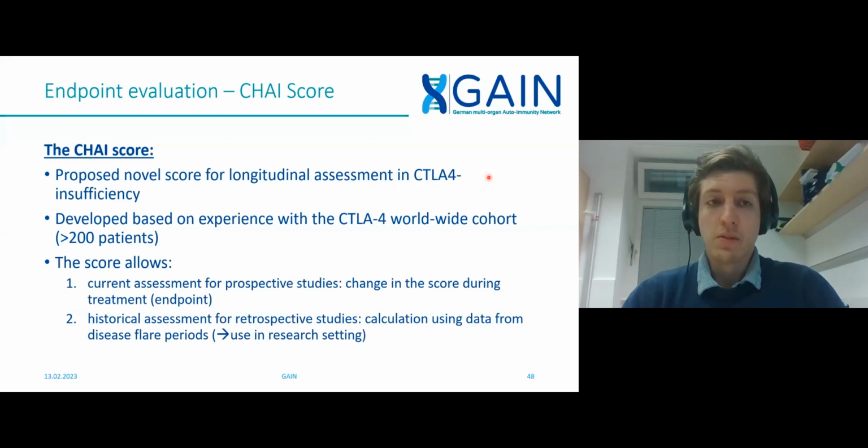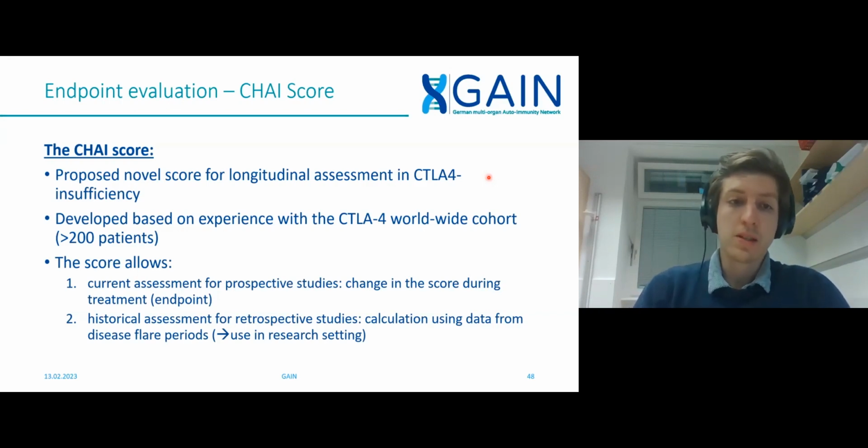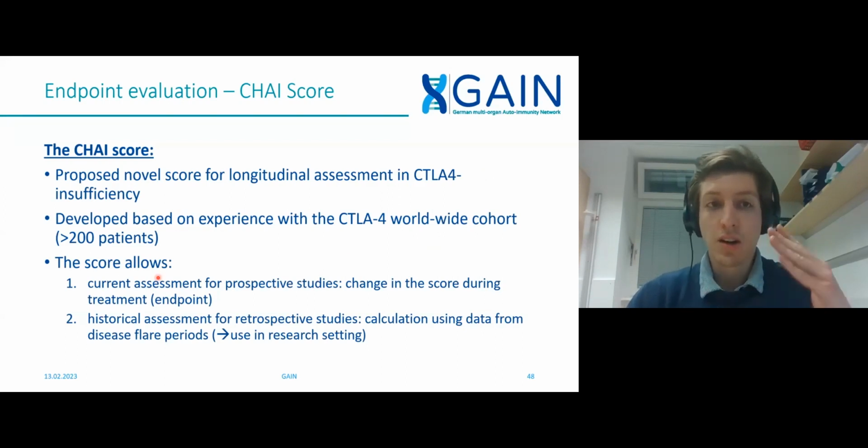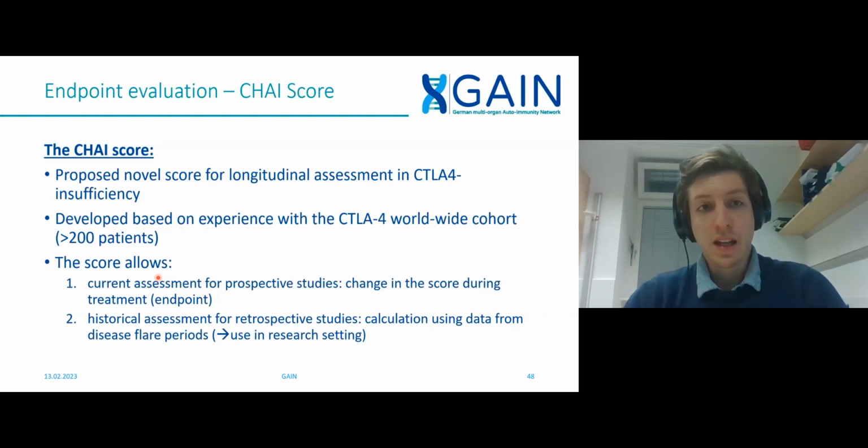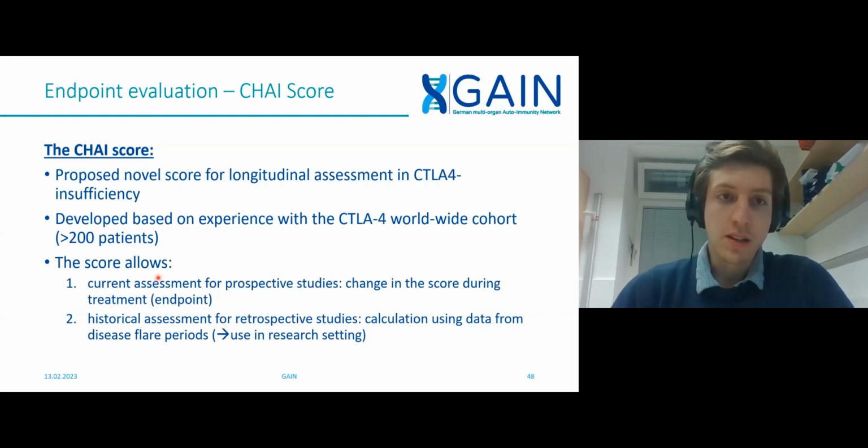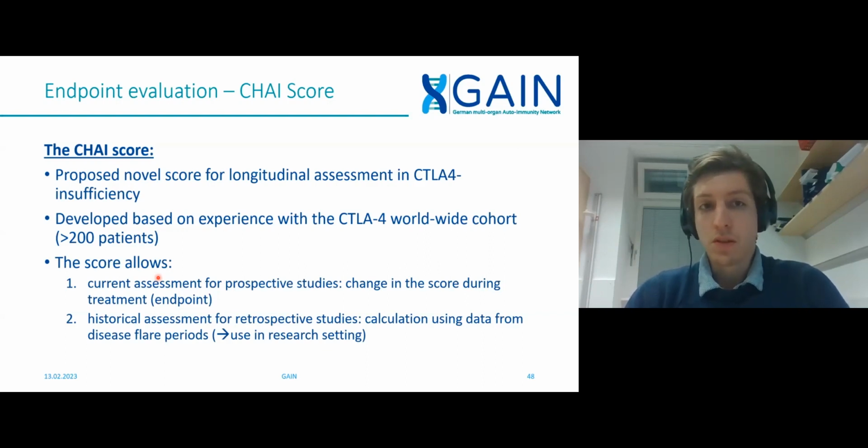The CHI score was developed in our center on the basis of the CTLA4 worldwide cohort, which consists of more than 200 patients. And this allows for two excellent purposes. One is to assess the current disease activity in studies like ours, where we can follow the score during the trial as a response to a treatment. As well, as I will show you later on, it is used in research settings where one can calculate a score from disease-free periods, which might be used for retrospective categorization of the patients.